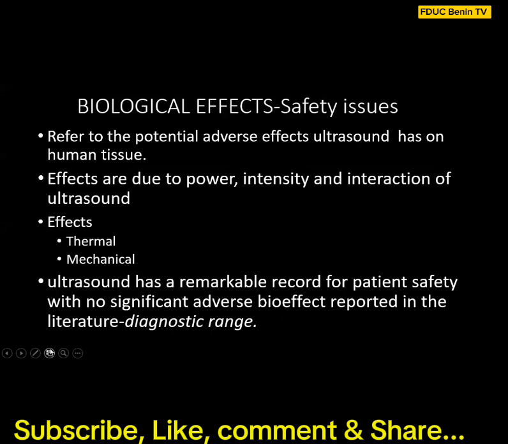Endocavity probe. Yes. Phase array probe. Then we also have the volume probe.